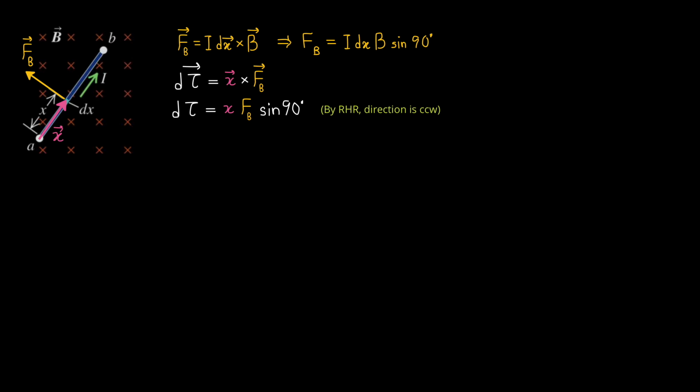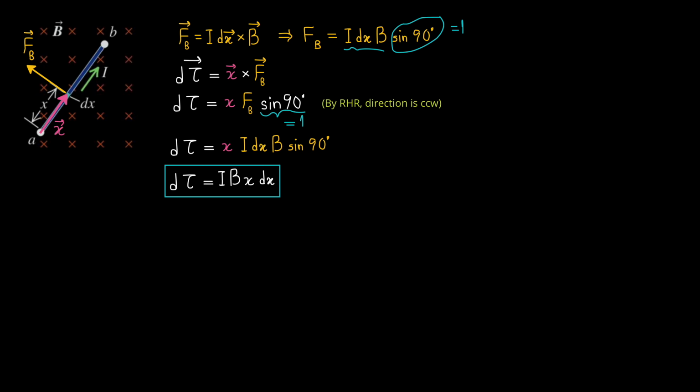Similarly, the magnitude of F sub B is I times dx times B times sine 90, because the angle between the vector dx and vector B is also 90 degrees. And remember, sine 90 is just equal to 1. So this is just 1, and this is also equal to 1. So in the next line, let's rewrite d tau with F_B replaced with this expression. Here's what we get. The torque acting on segment dx is equal to I times B times x dx.